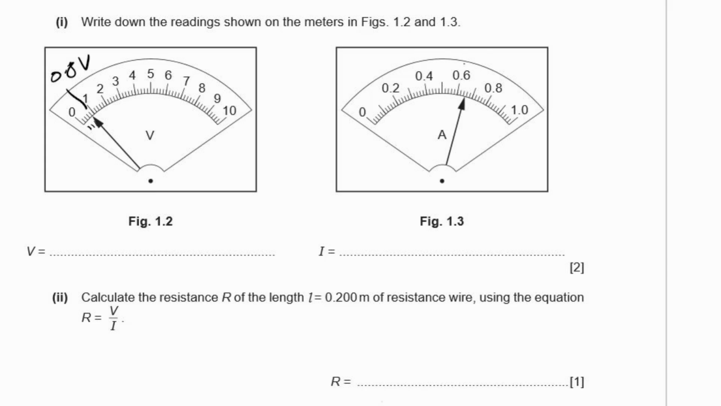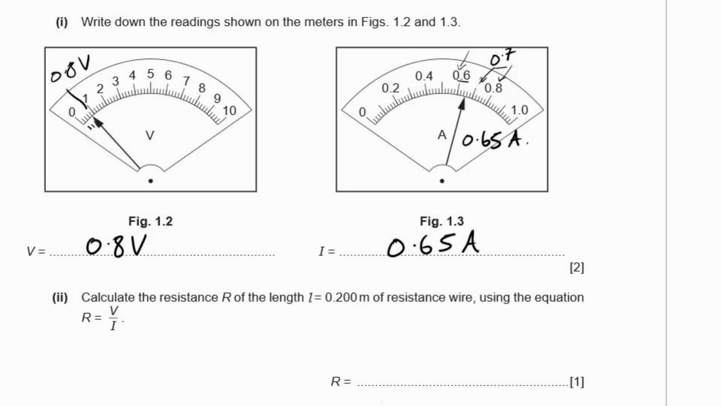Over on the ammeter, I've got 0.6 here, 0.8 here. This other large number there is actually 0.7. Looking at that image, the arrow is 2.5 points in, so it's exactly in the middle between 0.6 and 0.7. The reading here is 0.65 amps. So the voltmeter reads 0.8 volts, and the ammeter reads 0.65 amps.